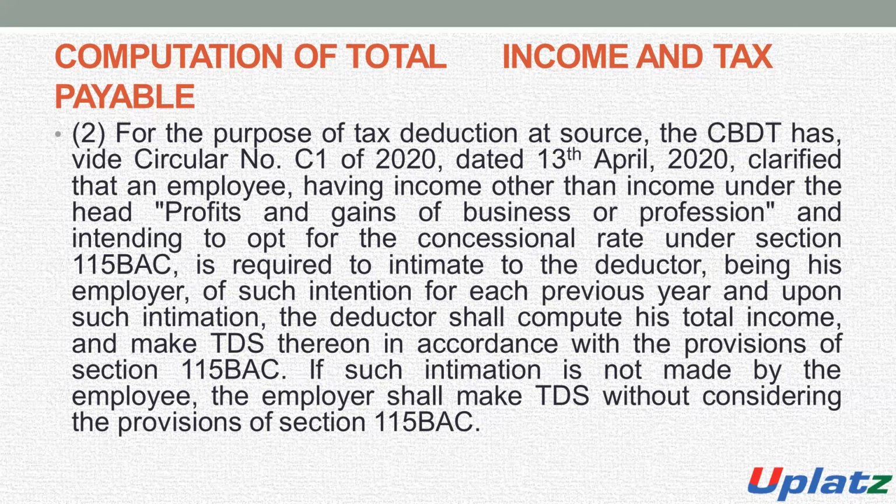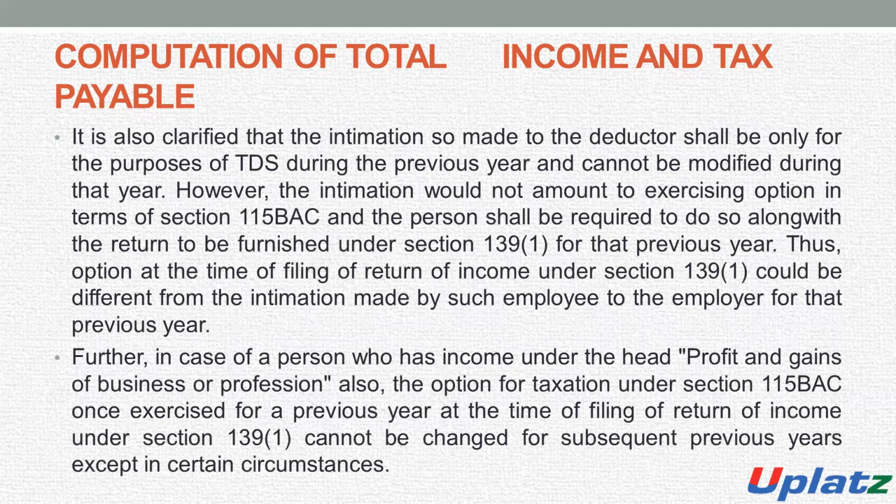If such intimation is not made by the employee, then the employer will deduct the amount of TDS at the normal rate, at the normal provision of income tax, not as per the provision of section 115BAC. It is also clarified that the intimation so made to the deductor shall be only for the purpose of TDS. Means the intimation given by the assessee to the employer is only for the purpose of TDS during the previous year, and it cannot be modified by the assessee during the year.